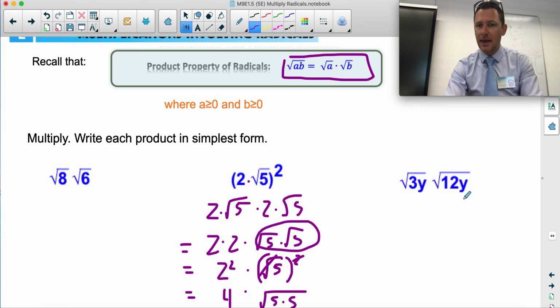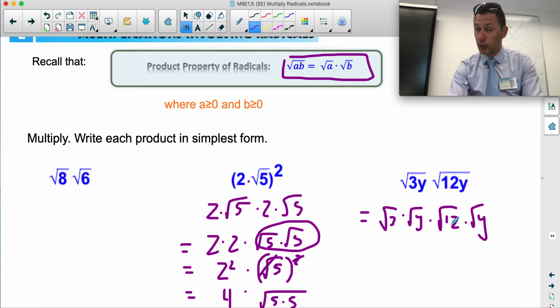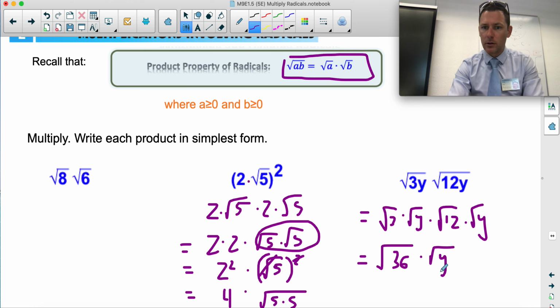If we played this game, you could do the same thing and call this root 3y, or let's call it root 3 times root y. Let's break it apart. Times root 12 times root y. Right? You could put the root 3 and the root 12 together and get root 36. That's nice because it's a perfect square. And you could also get root y times root y, which is root y squared. So this becomes, root 36 is 6, plus or minus. Yeah. And also y. Neat.